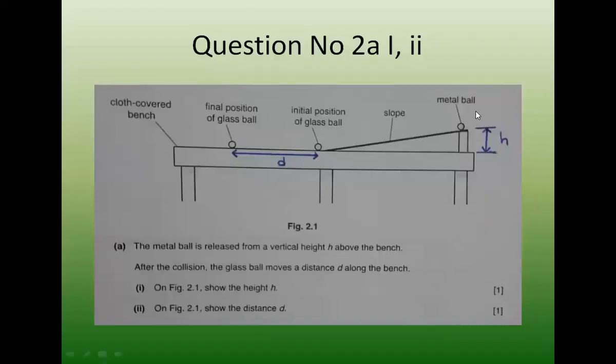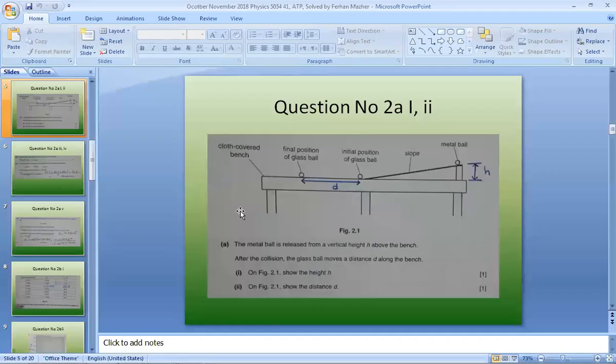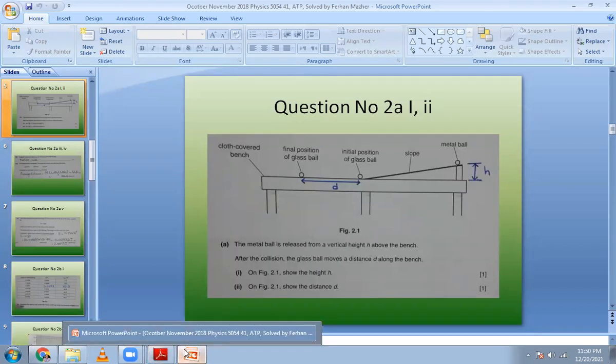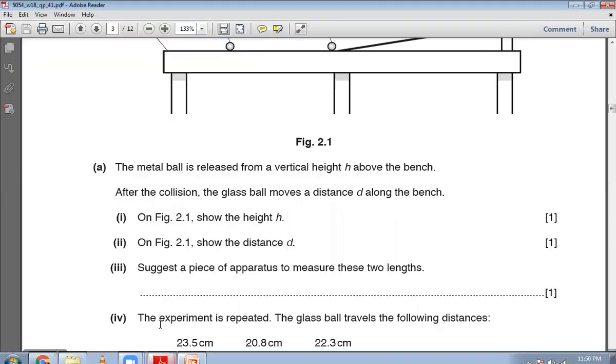So here you go. You see, this is the height from where the metal ball is released. This is the height from the top of the bench. And from here to here is the distance covered by this glass ball. So it's a 1 mark question. Hopefully you understand. You have to mark the height and the distance moved by the glass ball.